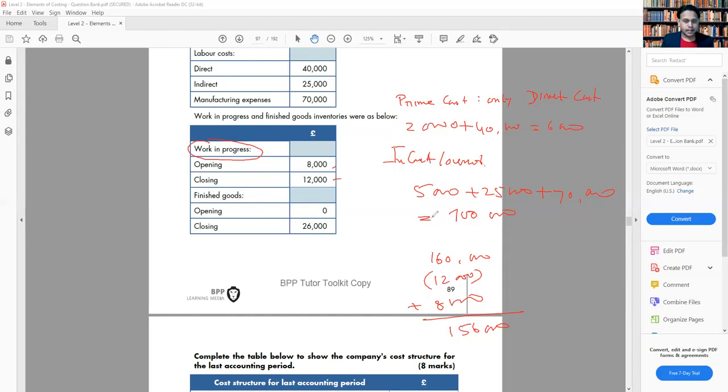And finally I have closing finished goods. This is completed, finished 26,000. So from the production cost, I minus it to get my cost of sales. So minus this one, closing inventory, and that gives me cost of sales 130,000.